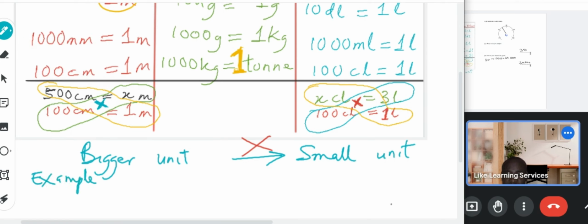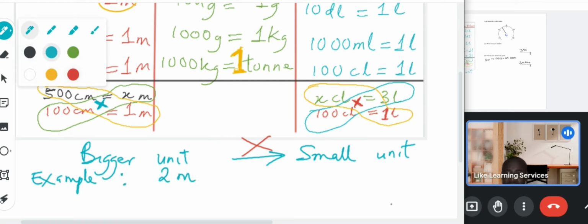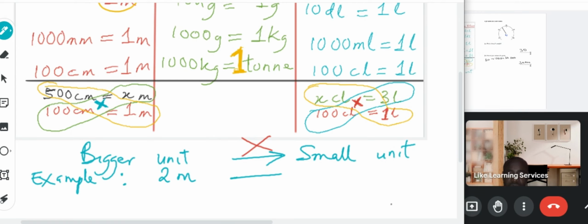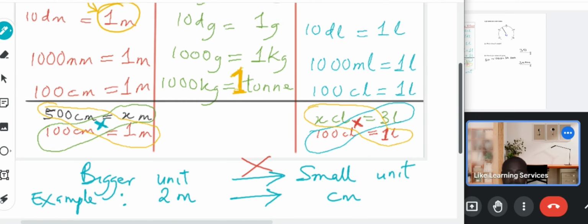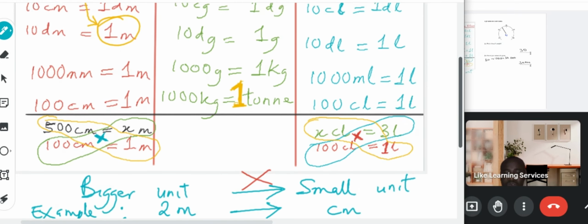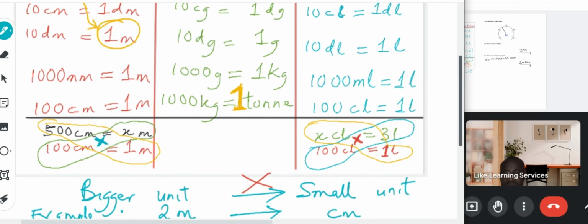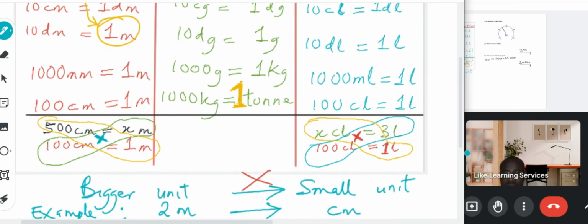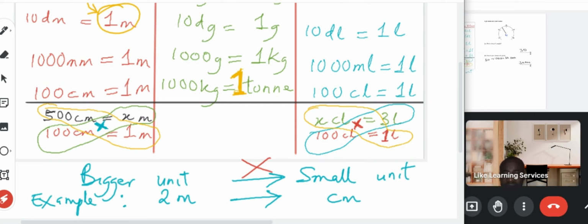Are you still there? Example: 2 meters. You want to convert 2 meters to centimeters. What will it be? What do you normally do to convert 2 meters to centimeters? No, that's bigger units. You're taking it to smaller units. You multiply. So you multiply by 100 because 100 centimeters make 1 meter, and I'm changing 2 meters to centimeters.